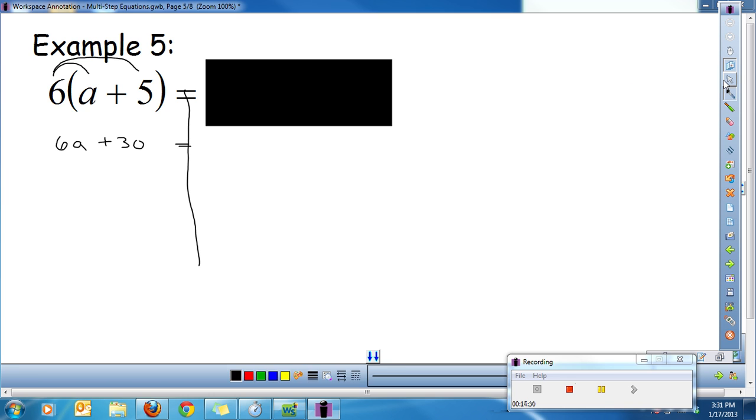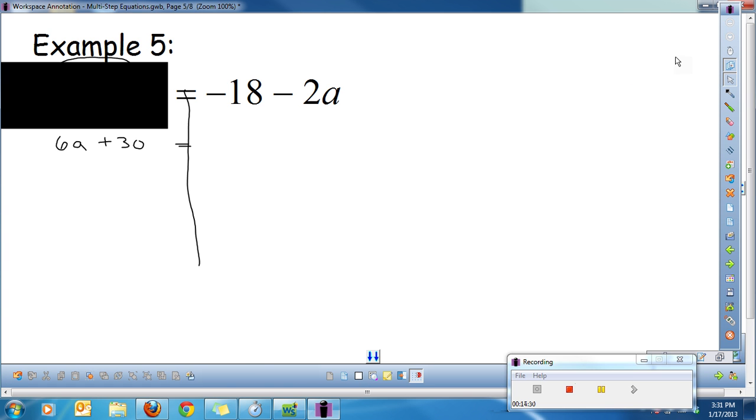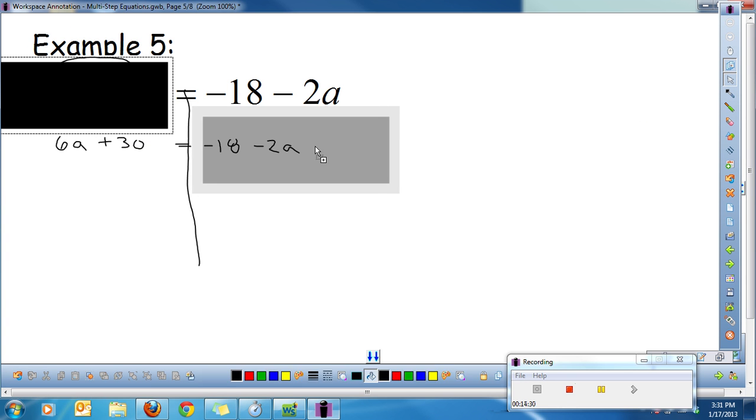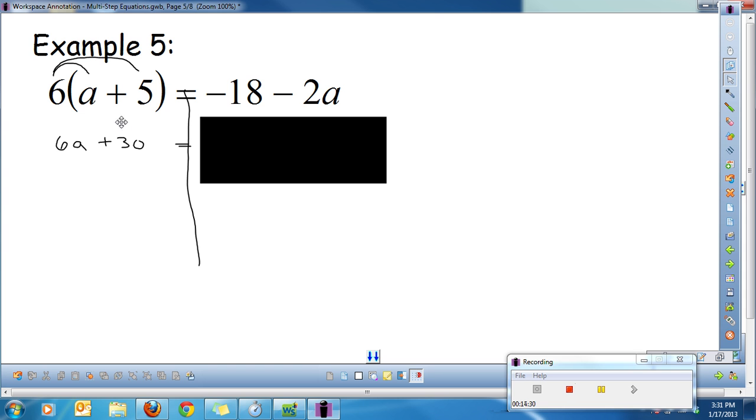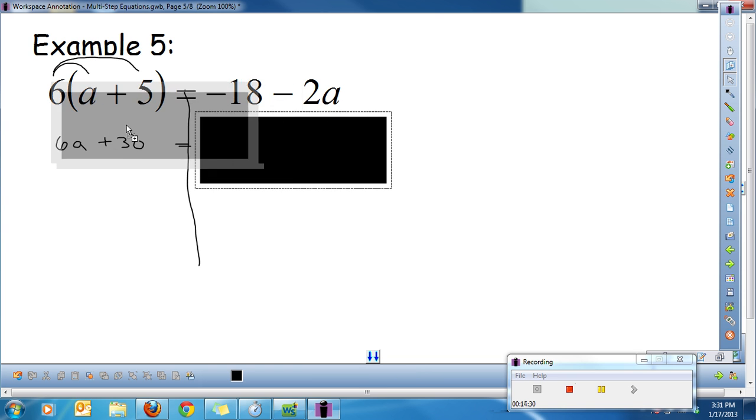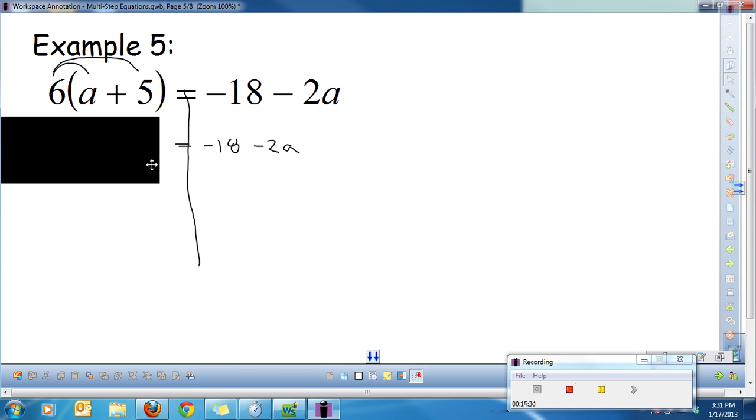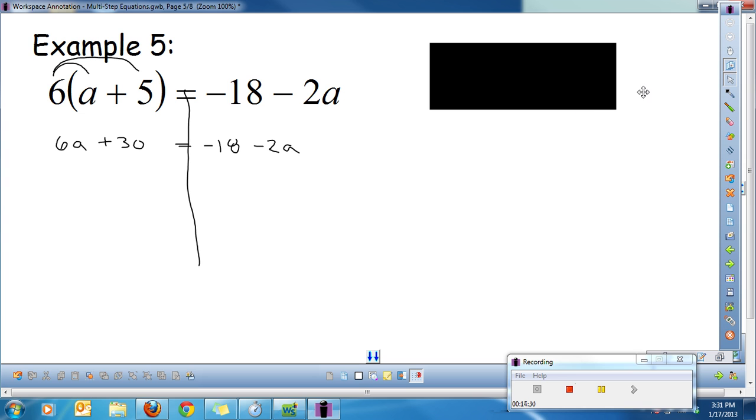All right, let's look at the other side. Is the other side simplified? Well, I have a negative 18 and then a minus 2a. Those are not like terms, so those are simplified. I'm going to bring them down. Let's just double check both sides one more time. Is this side simplified? Yes. 6a and 30 are not like terms. I cannot combine them. Is this side simplified? Yes. Negative 18 and minus 2a are not like terms. I cannot combine them. So both sides are simplified.